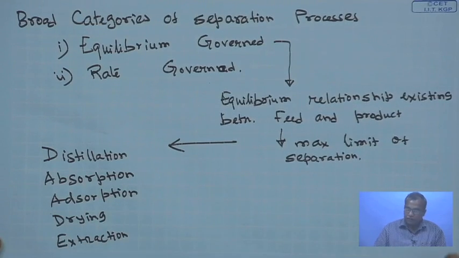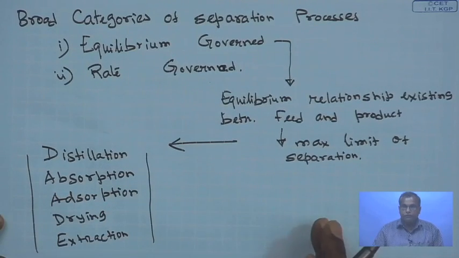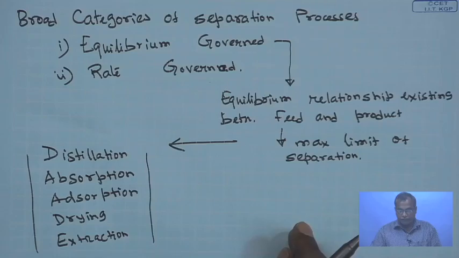There are many others. So, basically these are some of the examples of equilibrium governed separation processes, and in any process engineering, typically appearing in chemical engineering, the separation is an integral part. So, one has to go for the product separation.